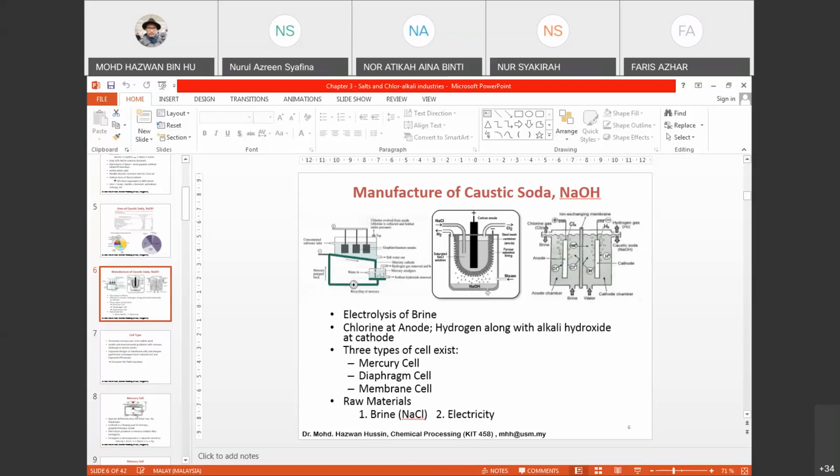So how about the diaphragm cell? Can you tell a little bit about what you understand about the production of caustic soda from the diaphragm cell? What would be the advantages and disadvantages? The diaphragm cell contains a diaphragm to separate the anode from the cathode, with graphite as anode and cast iron as cathode. How about the products at the anode and at the cathode?